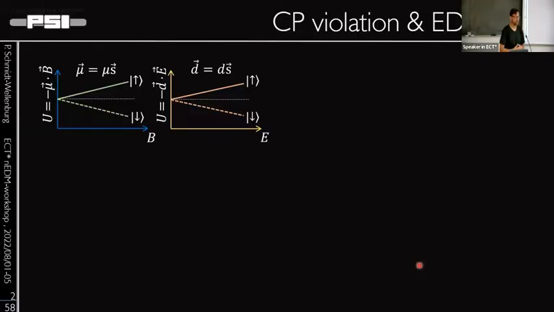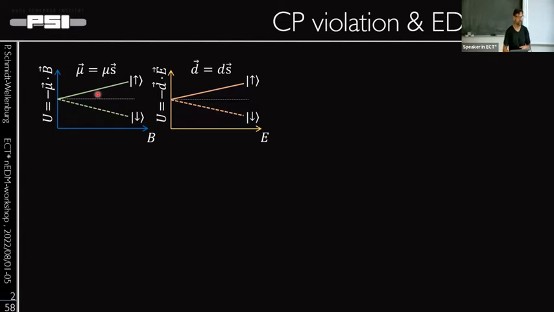Kent already showed you the motivation why to measure the neutron EDM. Here's my little sketch why it's interesting, because it's CP violating. If you look at a spin 1/2 particle in a magnetic field, we all know that's the Zeeman splitting, and you can measure the Zeeman splitting as the Larmor frequency between the two levels.